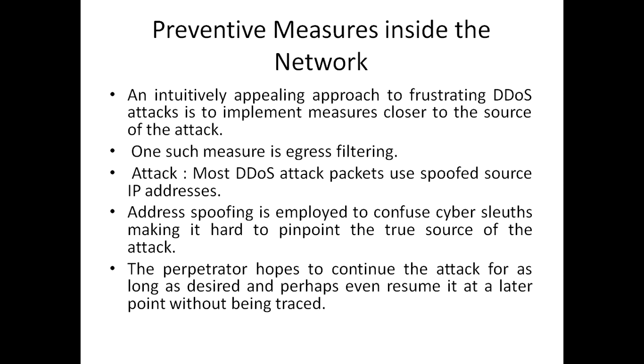Address spoofing is employed to confuse cyber sleuths, making it hard to pinpoint the true source of the attack. The perpetrator hopes to continue the attack for as long as desired and perhaps even resume it at a later point without being traced. So the major part of the attack is that the source IP address is spoofed, and instead of coming from the real source IP address, it comes from a malicious source IP address.